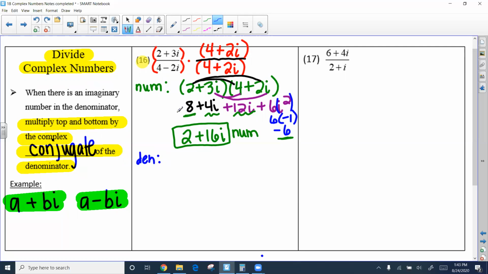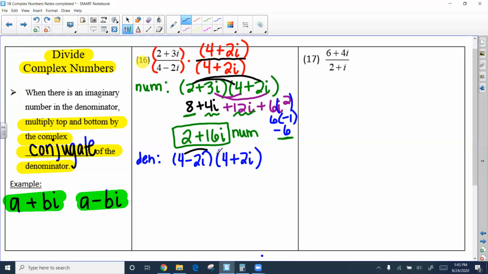So in the denominator now, I am multiplying 4 minus 2i times 4 plus 2i. So notice we're multiplying the denominator by its conjugate. 4 minus 2i times 4 plus 2i. So same thing, let's go ahead and distribute and simplify that.